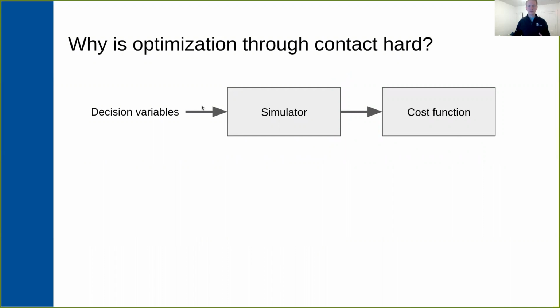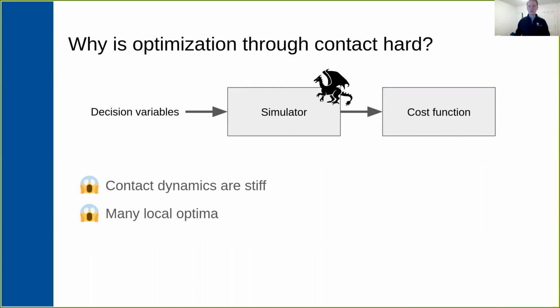If we take this cartoon view of optimization, where we have decision variables that we use to set up a simulator, then we define a cost function on the output of that simulator, we can run into a couple of issues. The first is that the simulator contains all of our contact dynamics, which can be very numerically stiff. The second is that we can run into local optima, particularly for more complicated manipulation tasks.